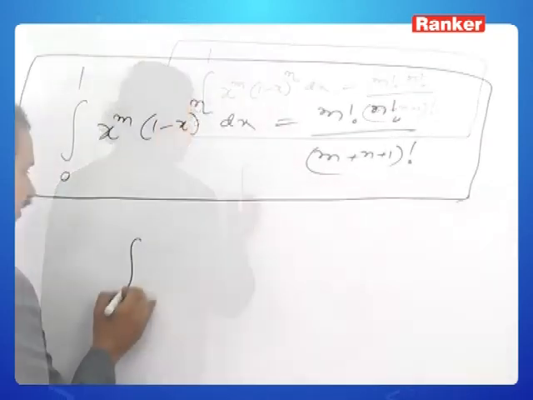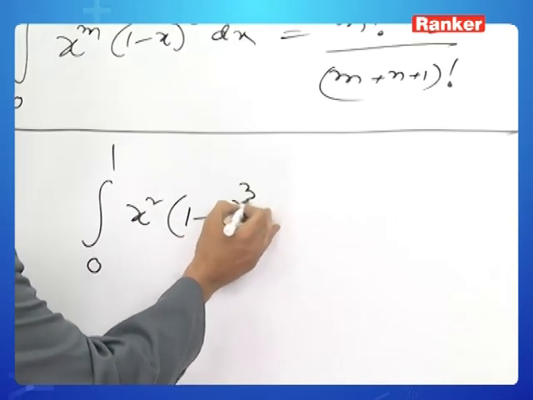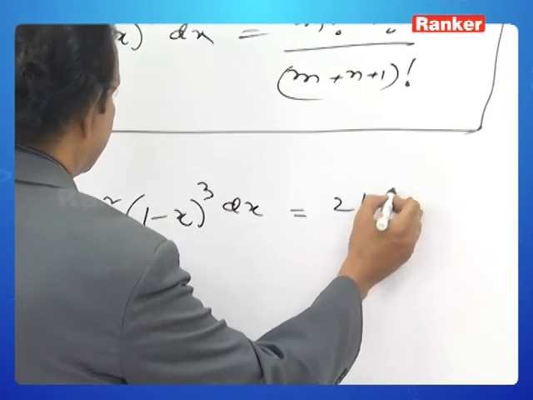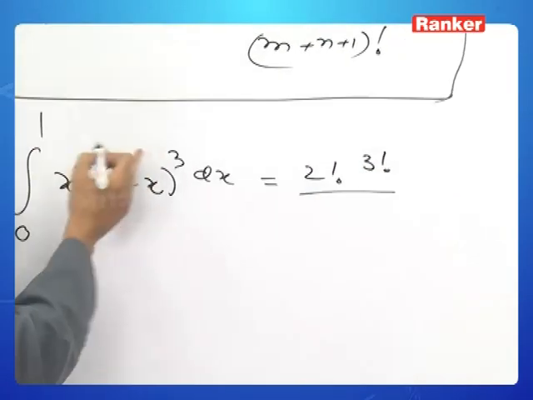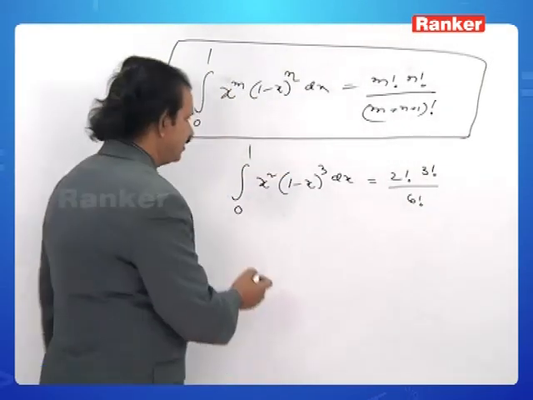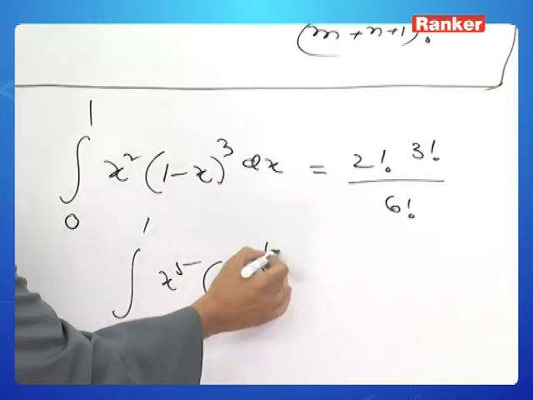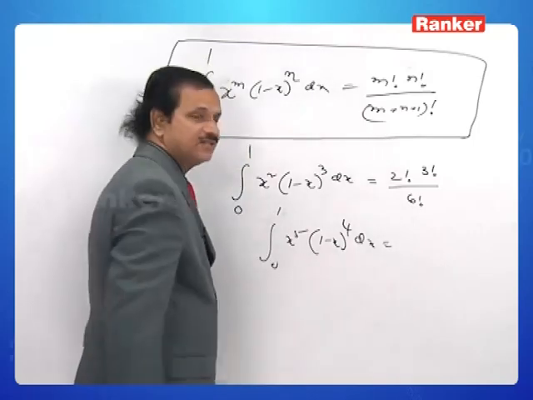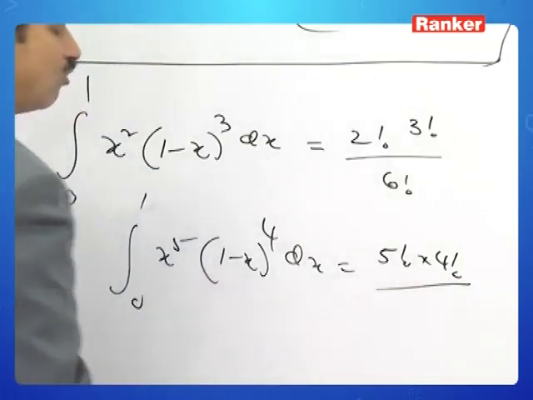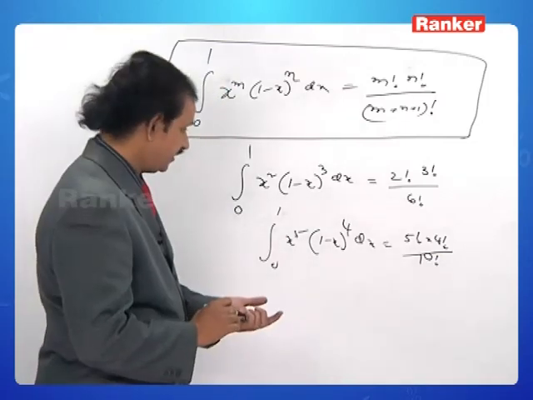Look here. Integral 0 to 1 x square into 1 minus x whole cube dx. What is that? 2 factorial into 3 factorial by 2 plus 3 plus 1, that is 6 factorial. You simplify according to that. Integral 0 to 1 x to the power of 5 into 1 minus x whole to the power of 4 dx. Come on. What is the answer? It is 5 factorial into 4 factorial by 5 plus 4 plus 1, nothing but 10 factorial. Like that we have it.